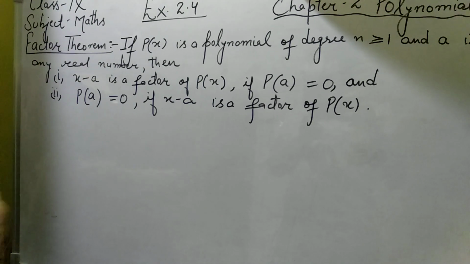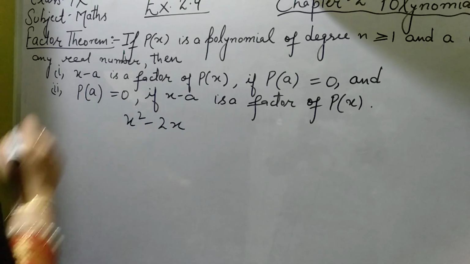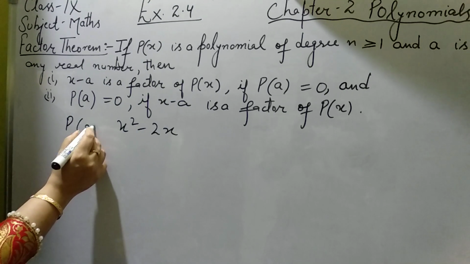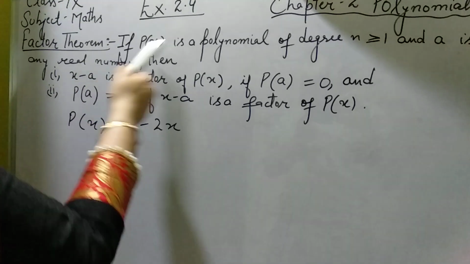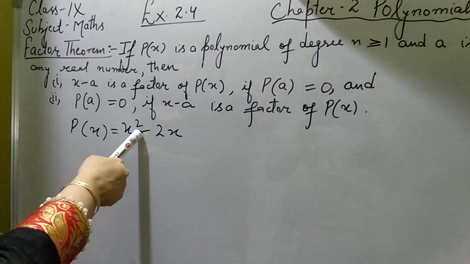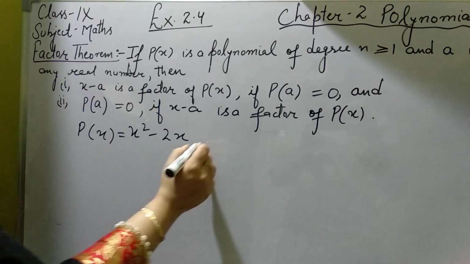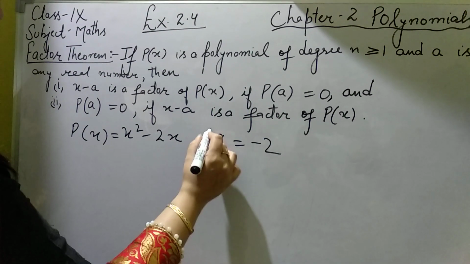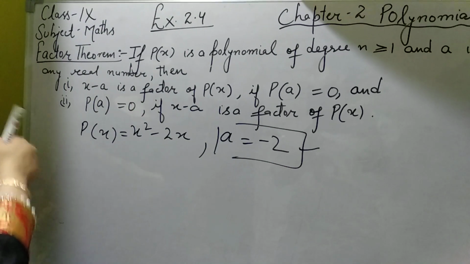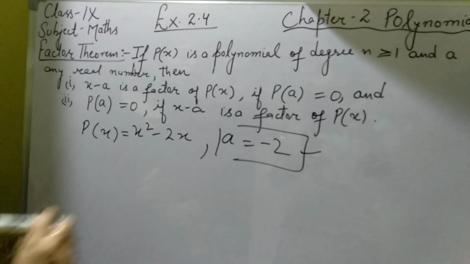For example, if I take x square minus 2x, this is a polynomial in x. If p(x) is a polynomial of degree n greater than or equal to 1, and a is any real number, let a be equal to minus 2, where minus 2 is a real number. Now, x minus a is a factor of p(x) if p(a) is equal to 0.